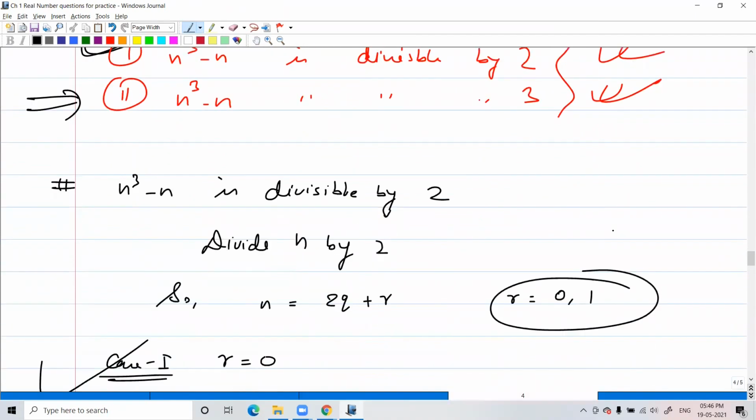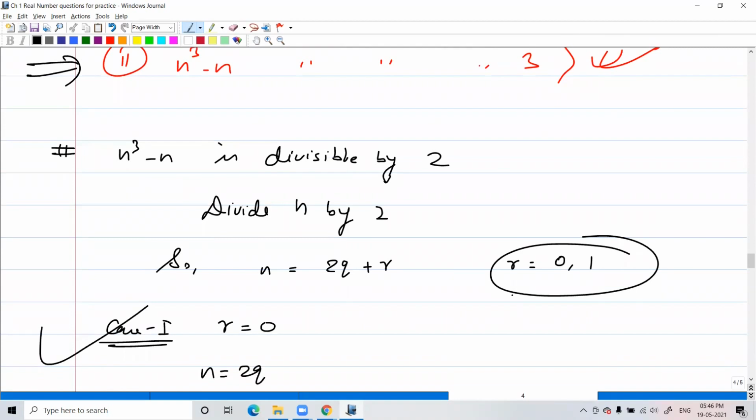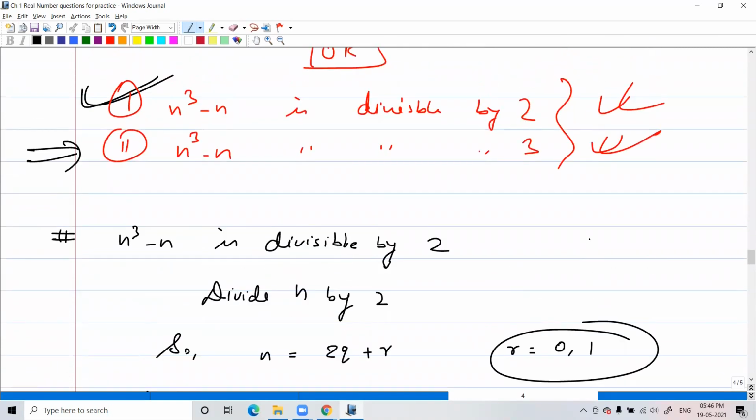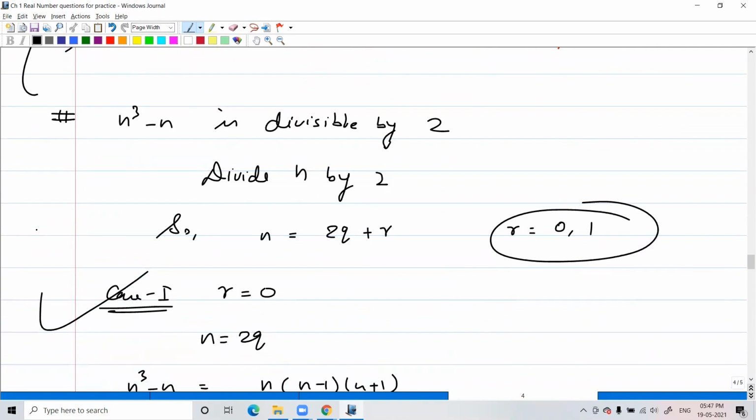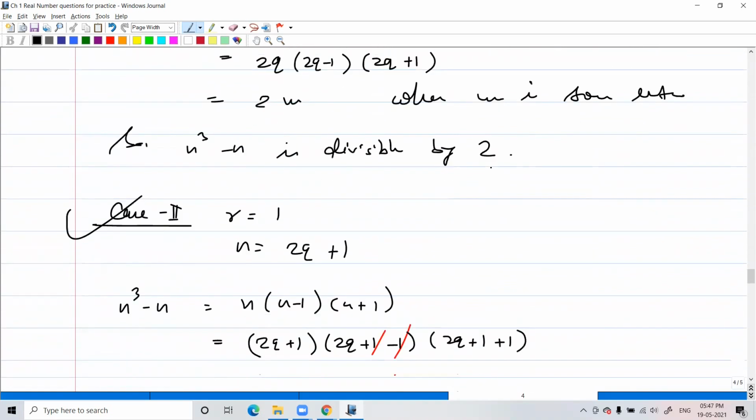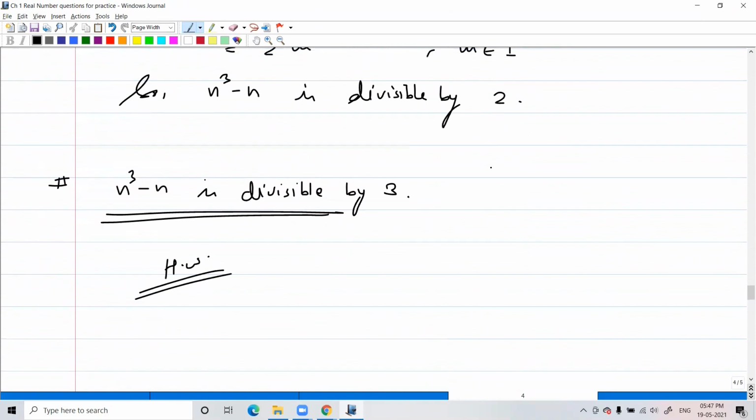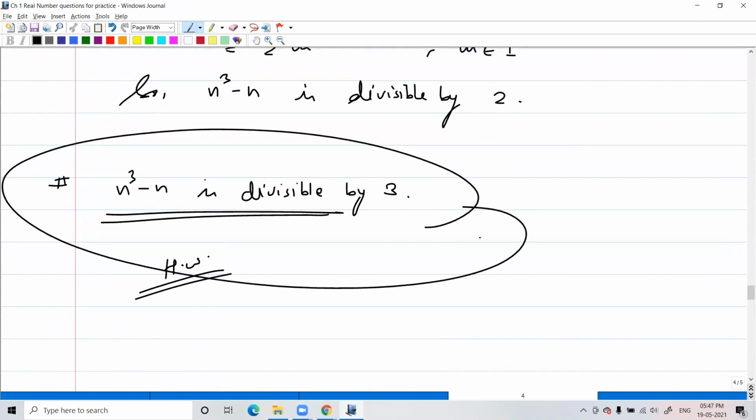This will actually reduce it to 5 steps. In the previous one, you had to show 6 cases. Here, there'll be only 5 cases: 2 cases for divisibility of 2 and 3 cases for divisibility of 3. So 3 plus 2, 5 cases will be there. Okay. So you can actually follow this second method. I had already shown you how to do the divisibility by 2, and you were supposed to try out the divisibility of 3. So how many of you have actually done that? How many of you tried this divisibility of 3 for n cube minus n?